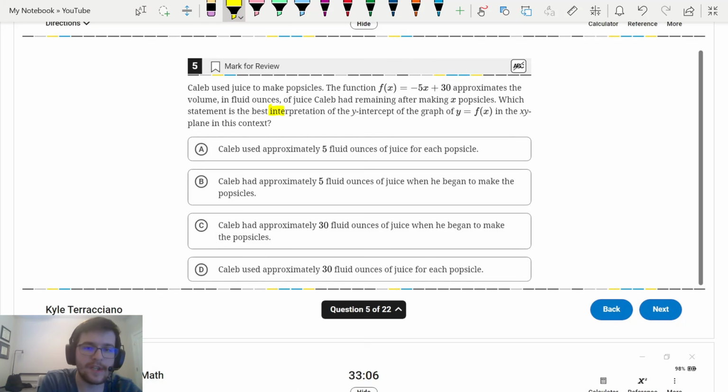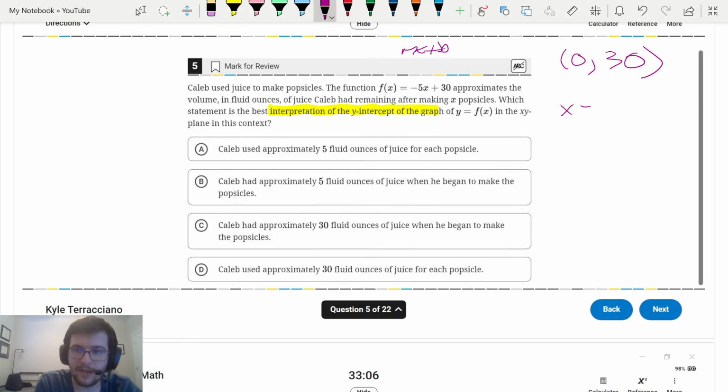It wants the interpretation of the y-intercept. So the y-intercept is always the y value when x equals 0. So it's 0, comma 30 is the y-intercept. If you plug in 0, you get 30. You also just know this because it's mx plus b, right? So b is the y-intercept.